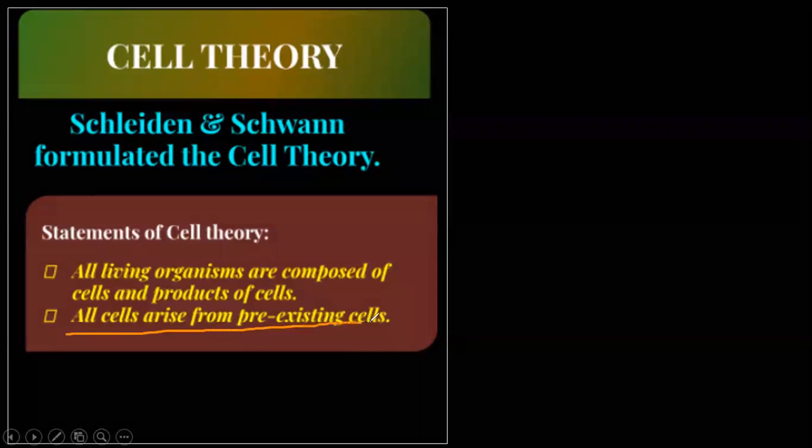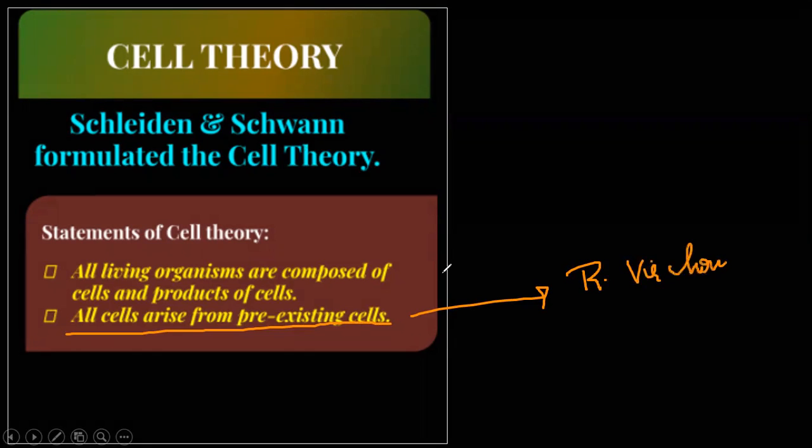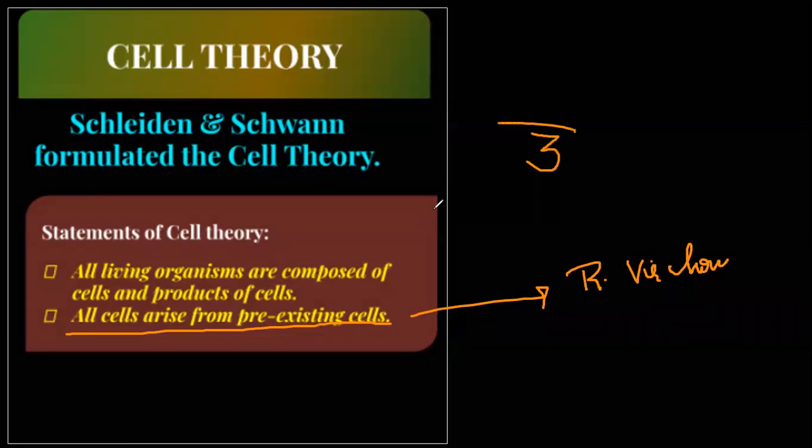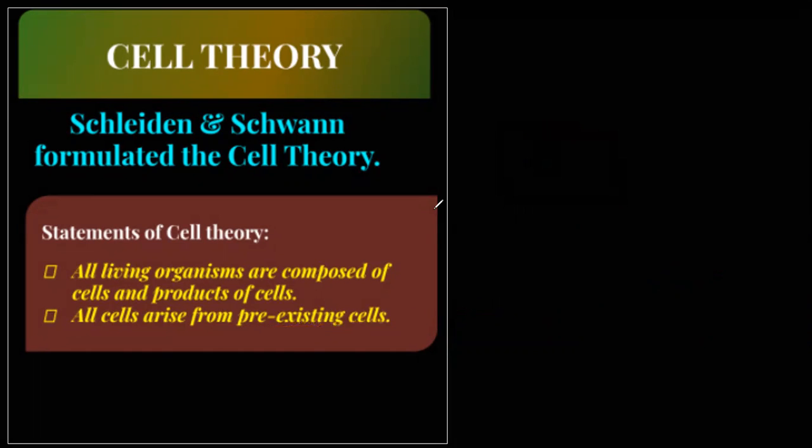And the last point, all cells arise from pre-existing cells, was added by a scientist known as Rudolf Virchow later, in 1855. He added his point using the term omnis cellula e cellula, and that is how he added his postulate to the cell theory and modified it. The cell theory composed of all these three points is known as the modified or modern cell theory. Clear with that?